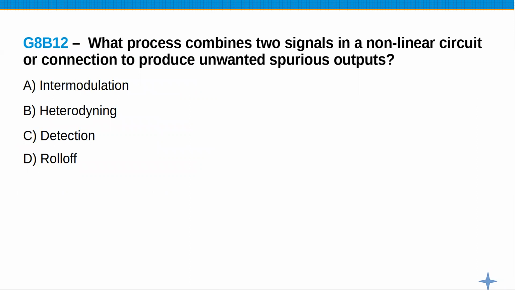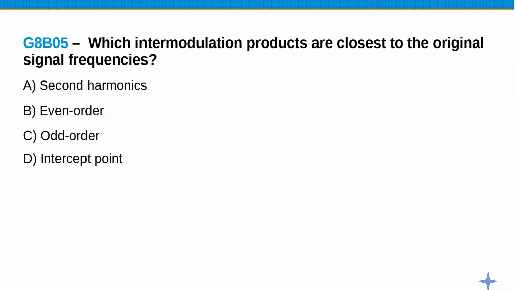So what process combines two signals in a nonlinear circuit or connection, which could even be a feed line connector that's loose, to produce unwanted spurious outputs? Intermodulation. Which intermodulation products are closest to the original signal frequencies? Odd order. First one.